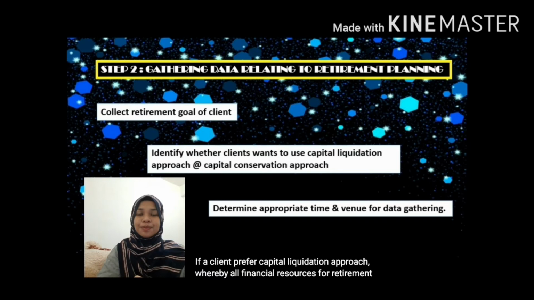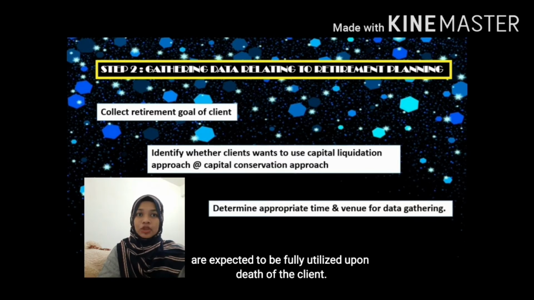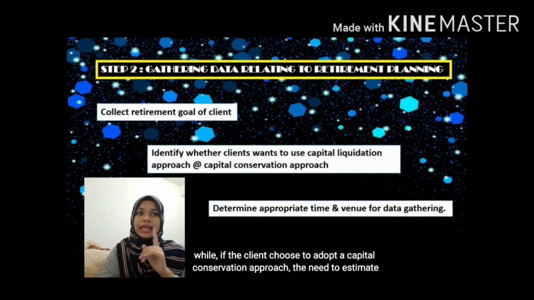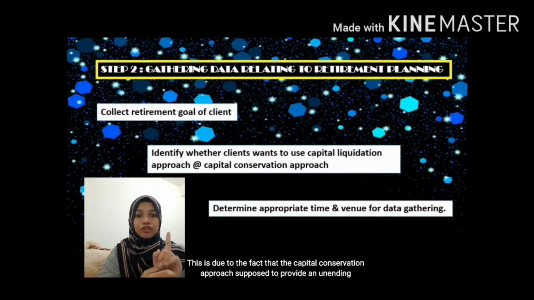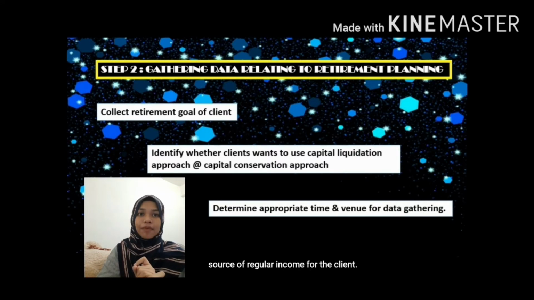If a client prefers the capital liquidation approach, all financial resources for retirement are expected to be fully utilized upon the death of the client. While if the client chooses to adopt a capital conservation approach, the need to estimate how long the client will live in retirement becomes irrelevant. This is because the capital conservation approach is supposed to provide an unending source of regular income for the client.